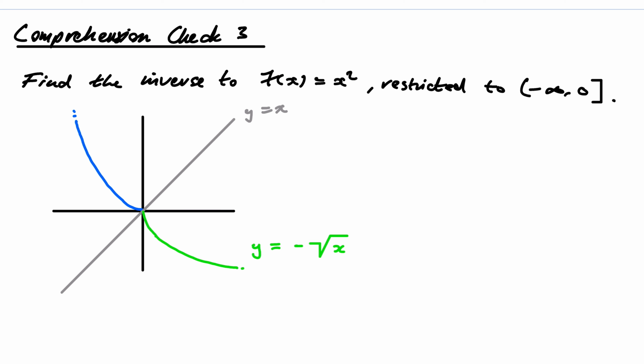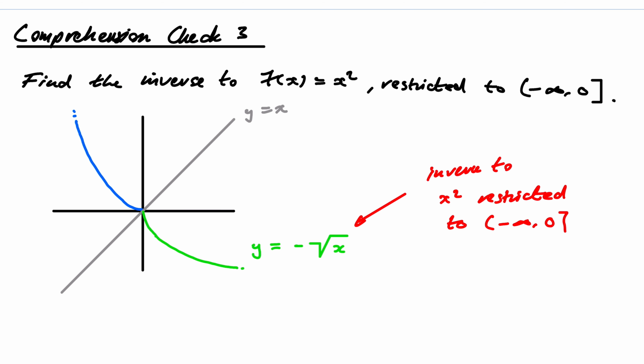So this guy here is the inverse to x squared restricted to the negative part of the number line, or the non-positive part of the number line. Really cool.